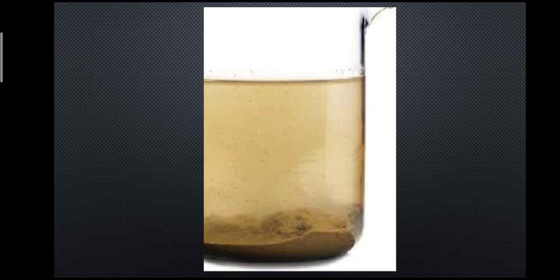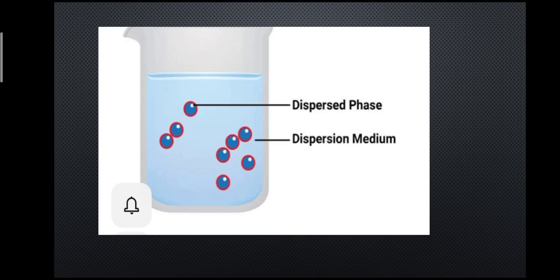These particles are called dispersed phase. And the solvent-like thing in which the dispersed phase is suspended, much similar to the solvent of a solution, is known as dispersion medium. In this case, the particles of soil that are suspended are the dispersed phase, and water is the dispersion medium.